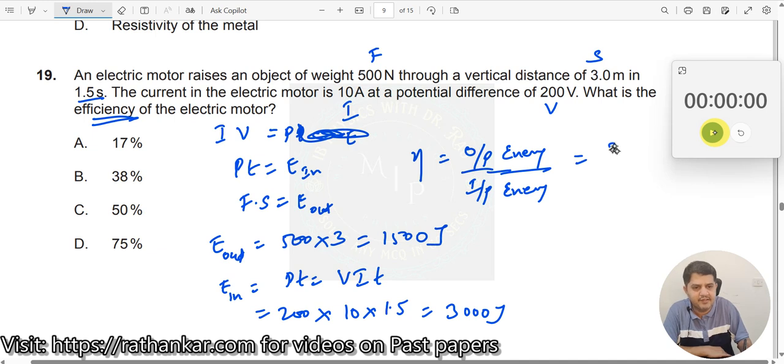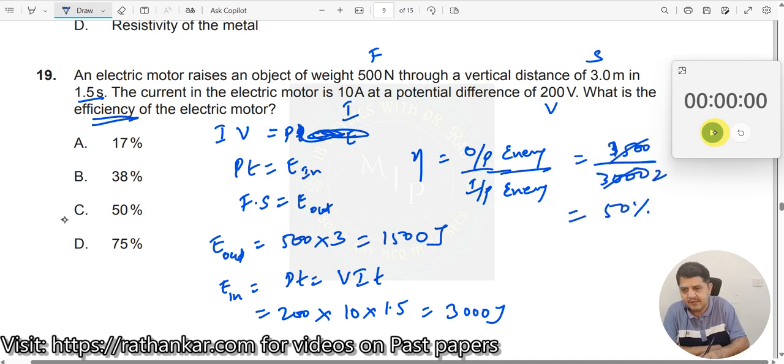Now let us substitute this. This will be 1500 divided by, this will be 3000. So this 2's are, so which is 1 by 2, which is nothing but 50%. So the answer is C.